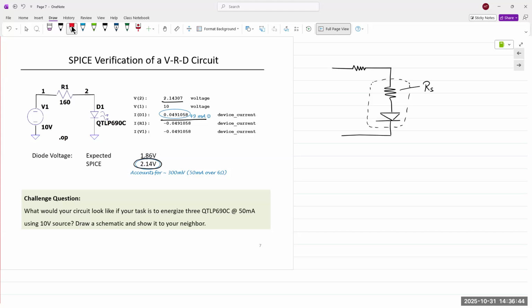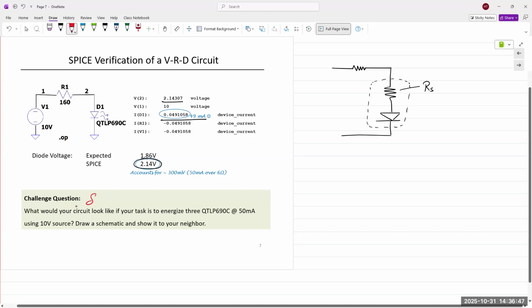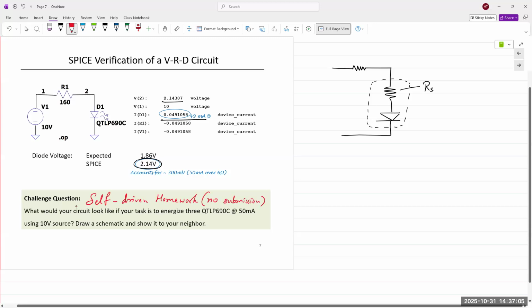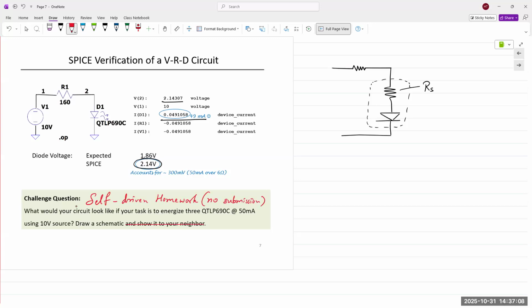So at the bottom, I want to write down this is a self-driven homework, and no submission. I mean, you can work as a group or in study groups, it's fine. If you don't want to collaborate, that's fine too, but this is more for if you're doing an in-class activity. Okay. You have enough information to do the simulation, right?